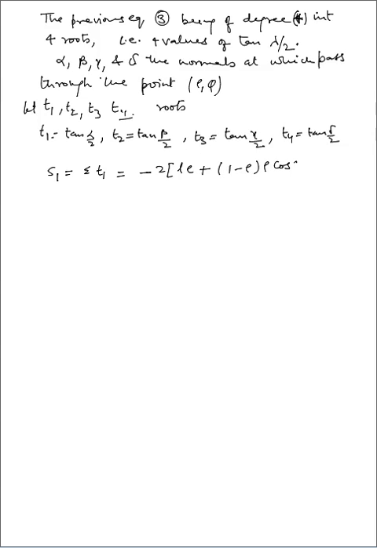minus twice of L E plus 1 minus E rho cos phi upon rho 1 minus E whole square sin phi. What is it? Basically, we are taking the coefficient of t cube, this is the coefficient of t cube, upon, and with minus sign, the coefficient of t to the power 4.